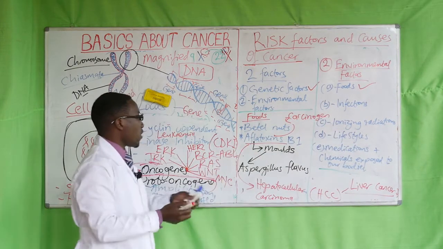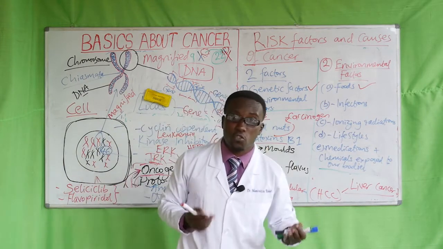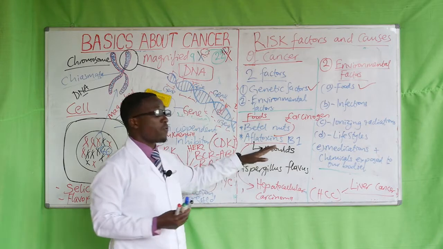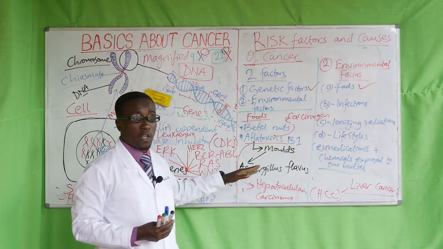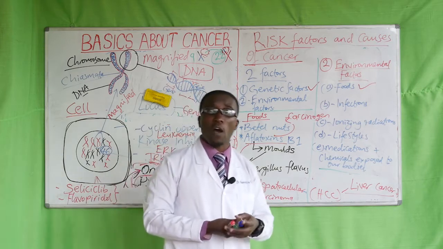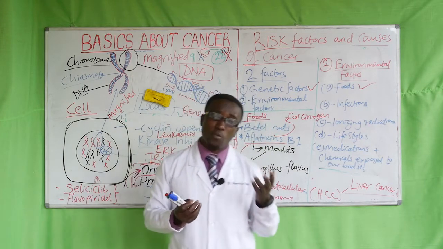So you can see from the foods that we eat, our own common foods that we consume, if we are not careful, what they can cause to us. For example, we have government bodies like the Uganda National Bureau of Standards.